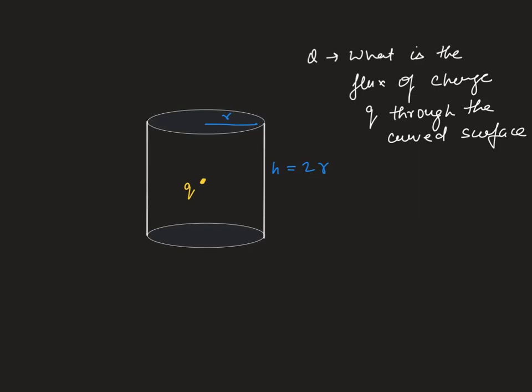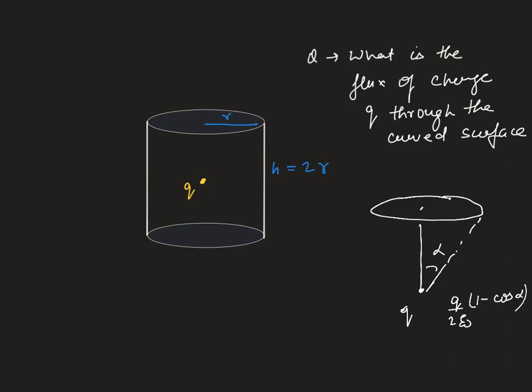Now we are going to use a particular formula that we have derived in this explanation itself. If there was a ring or a disk, I think you remember, there was a charge q and the maximum angle was alpha. The flux of the charge q through this ring was q by 2 epsilon naught into 1 minus cos alpha. If you don't remember it, please go back into the lecture and watch it again. So this was the flux of charge q through this disk or ring, whatever you like to call it.